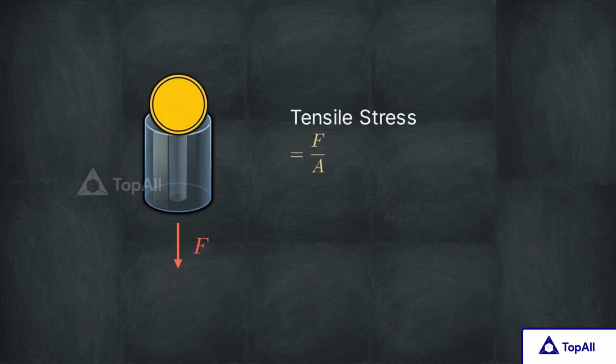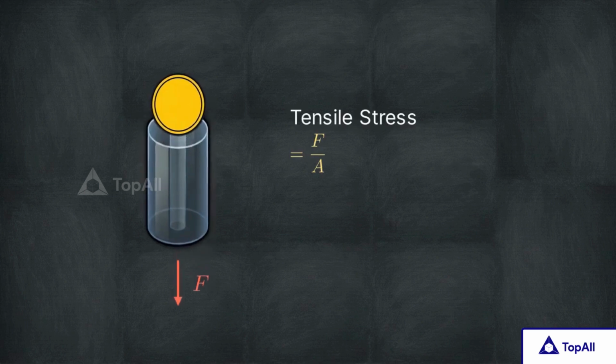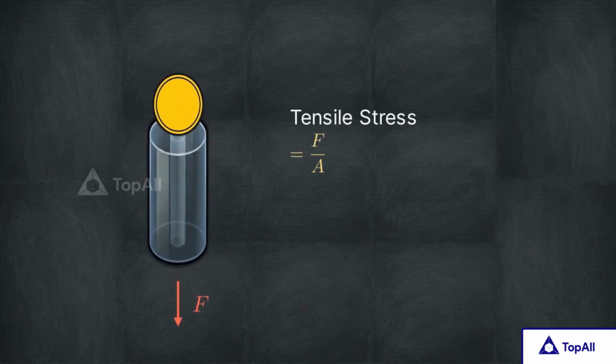In this model, you can see the deforming force acting. The weight pulls directly downward, acting perpendicularly across the circular cross-sectional area of the cylinder. In physics, we define this relationship, the pulling force applied over a specific area, as tensile stress.